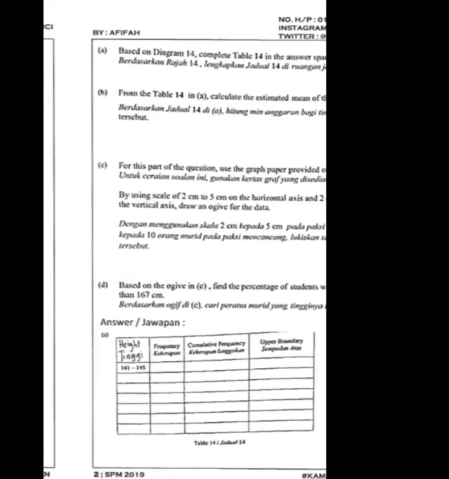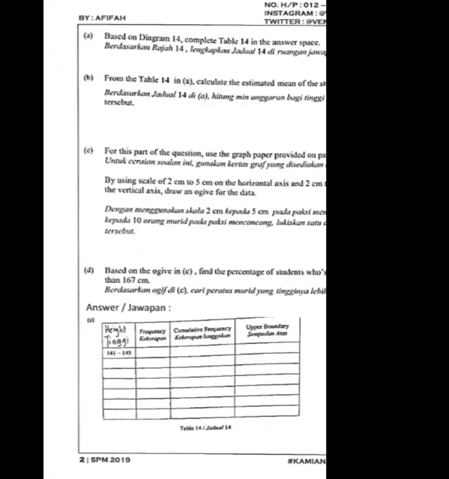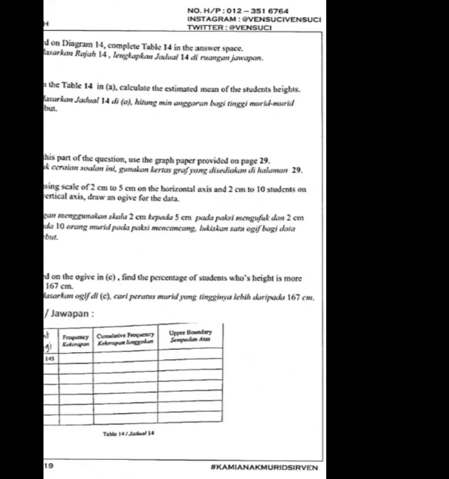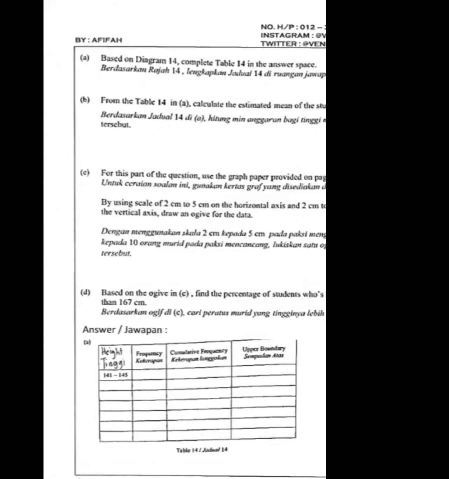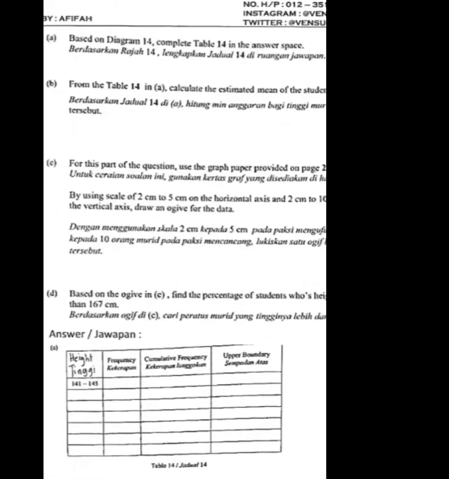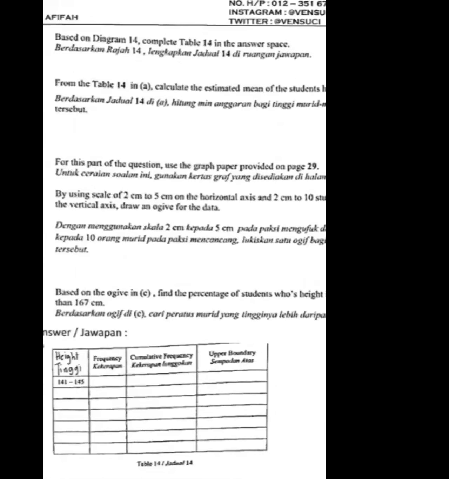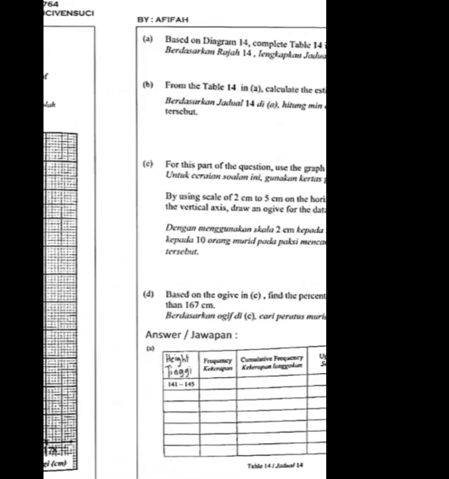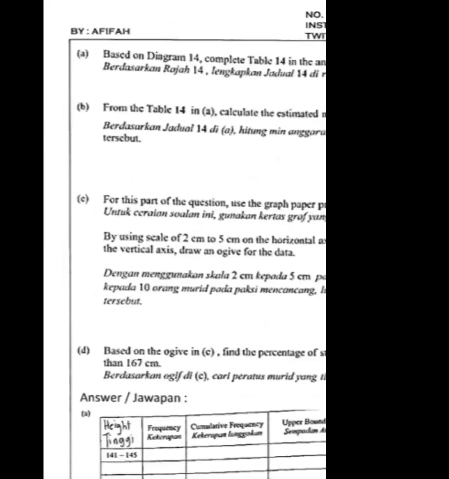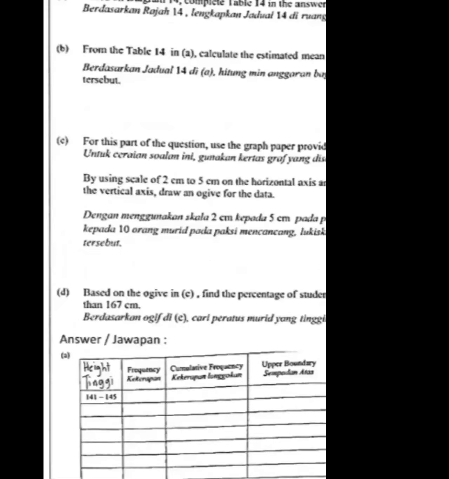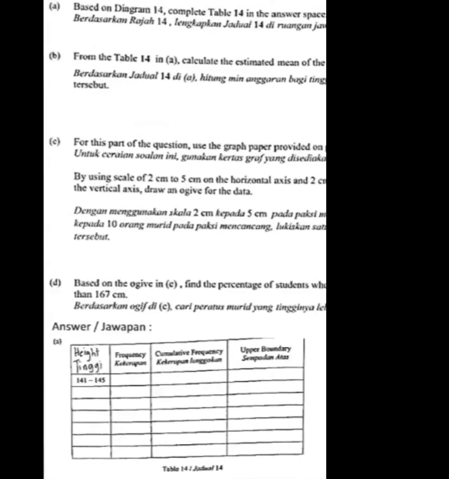And question 1D is based on the ogive in C. Find the percentage of students whose height is more than 167 cm. For this one, I think you need to draw your ogive like in 1C, because if you don't have the 1C ogive graph, then you can't find 1D and you will lose marks in this statistics question.